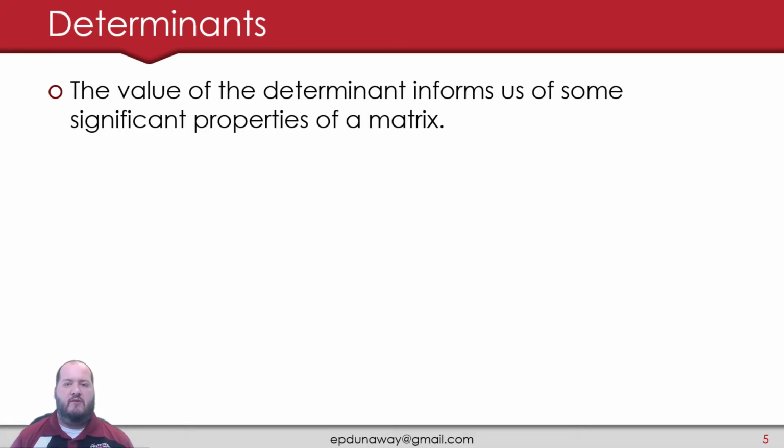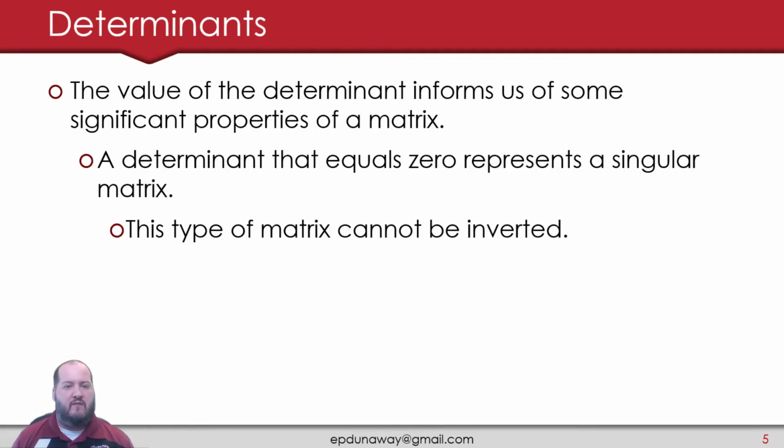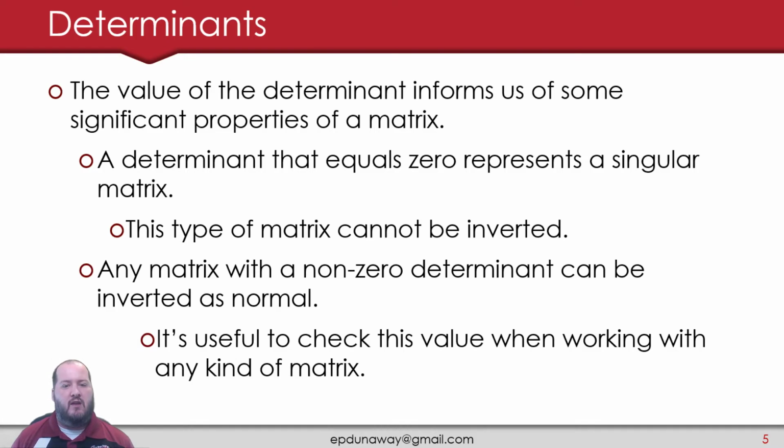All right. So the value of this determinant, though, it tells us some very interesting properties about a matrix. Specifically, if the determinant is equal to 0, it means that our matrix is singular. And that kind of a matrix can't be inverted. And that's going to be important as we try to invert matrices later on. But any matrix with a non-zero determinant can be inverted as normal. So it's really useful when you're calculating the inverse of a matrix to calculate the determinant first. Because if you get a value equal to 0, you know that you can stop right there because you have a singular matrix and you cannot actually invert it.